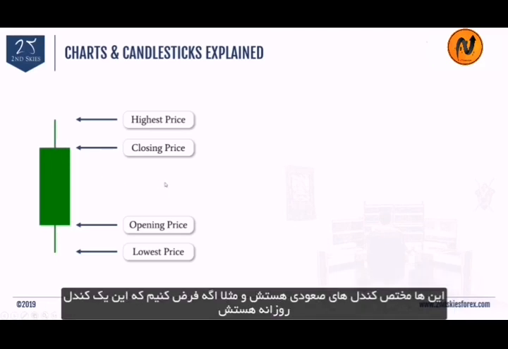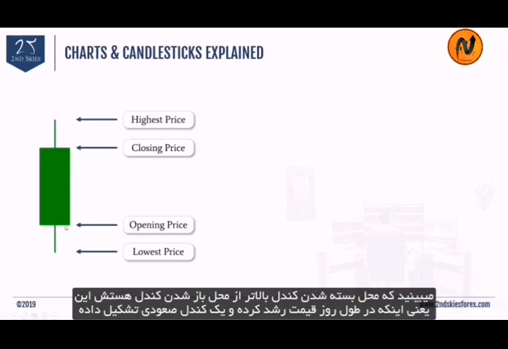And this is applicable to a bullish candle. When price within this particular time frame, let's say it's a day, moved up, so it closed higher than it opened, it means this is a bullish bar. Price advanced within this time frame. Or let's say it's a daily chart, so within that day, price advanced. So it opened down here, closed up here.